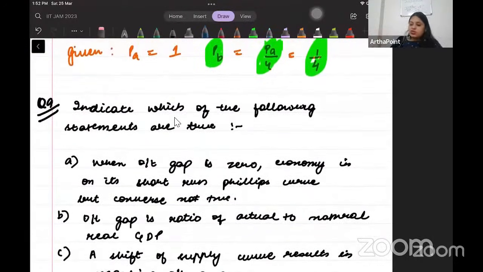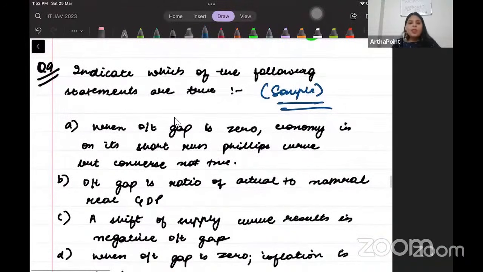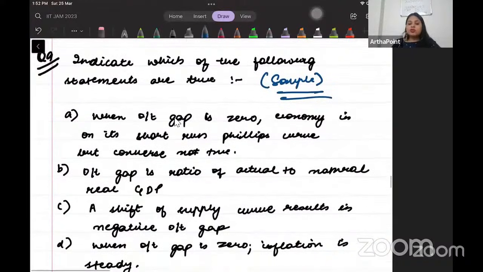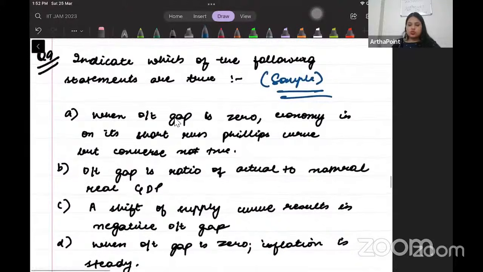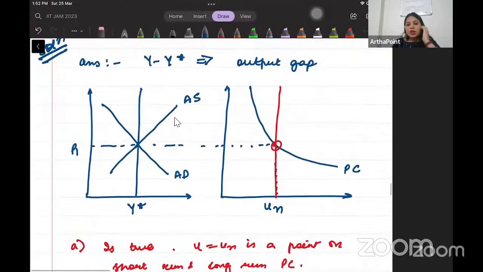Okay, come to the next question. This is again a sample paper question. It says indicate which of the following statements are true. When output gap is 0, economy is on its short run Phillips curve, but converse is not true. So just think about this. Output gap is the gap between actual and potential output. Now, in the long run, my actual output is equal to natural level of output, is equal to potential output.